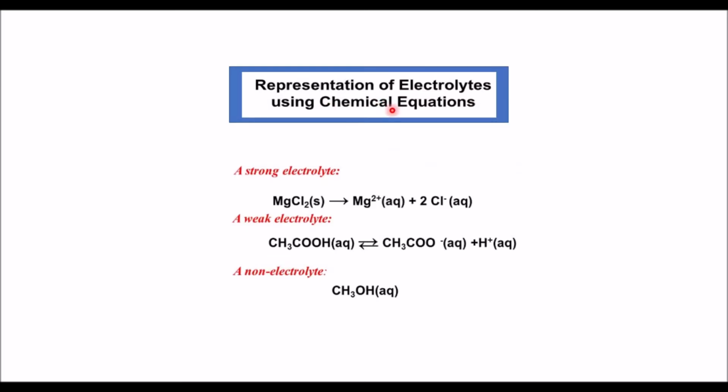Electrolytes are substances which when dissolved in water break up into cations and anions, or we can say they get ionized. We can represent the electrolytes using chemical equations. A strong electrolyte ionizes completely in solution and is a good conductor of electricity. A weak electrolyte ionizes only partially. There will be both molecules and ions in solution, and it is represented by a reversible reaction.